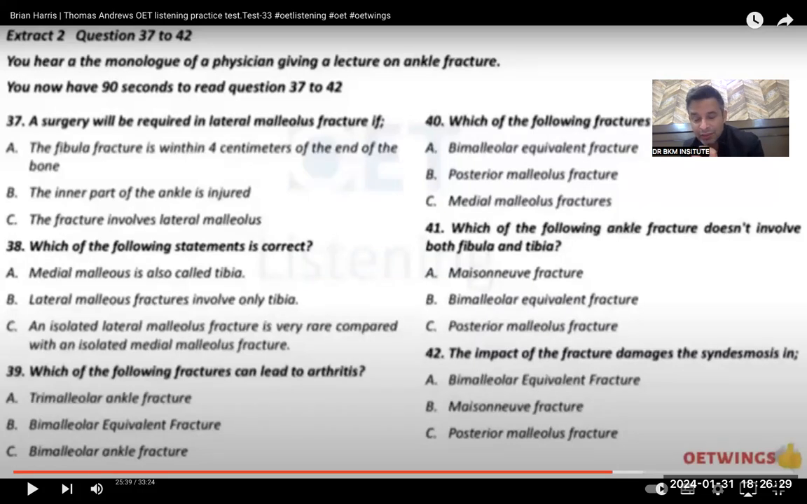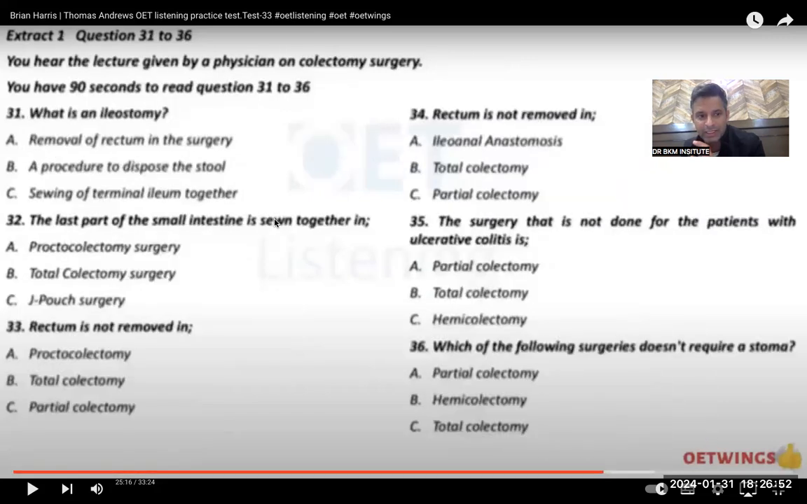Then it goes under elimination. That if it says lateral malleus fractures involve tibia and dash, then it is out, eliminated. Isolated lateral malleus fracture is very rare, compared with an isolated medial. So these are the two words. So there is comparison given. So let's see and listen to this question number 38 to make this kind of a rule applicable. Let's see how it goes.